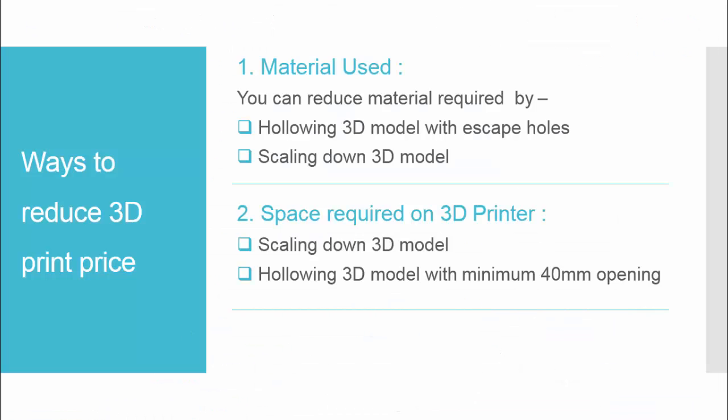Third way to reduce 3D print cost is by reducing labor cost. If you have small parts like rings, nuts, gears with holes in them, adding them in a loop with a small wire, similar to a keychain, will reduce labor cost by eliminating the need to handle each part separately.